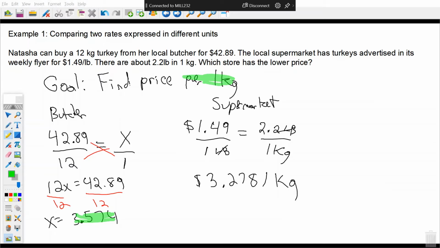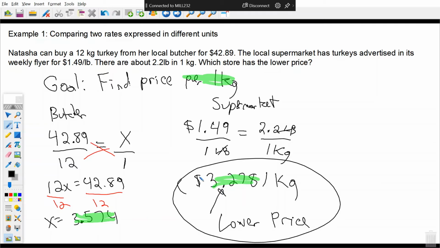Again, we had the price for 1 pound, and we used that to find the price per kilogram. Now we can see the two prices per 1 kilogram, and we can see that the supermarket has the lower price. The supermarket charges basically $3.28 for 1 kilogram, where the butcher shop would charge $3.57 per kilogram. And that would be our answer. Okay?